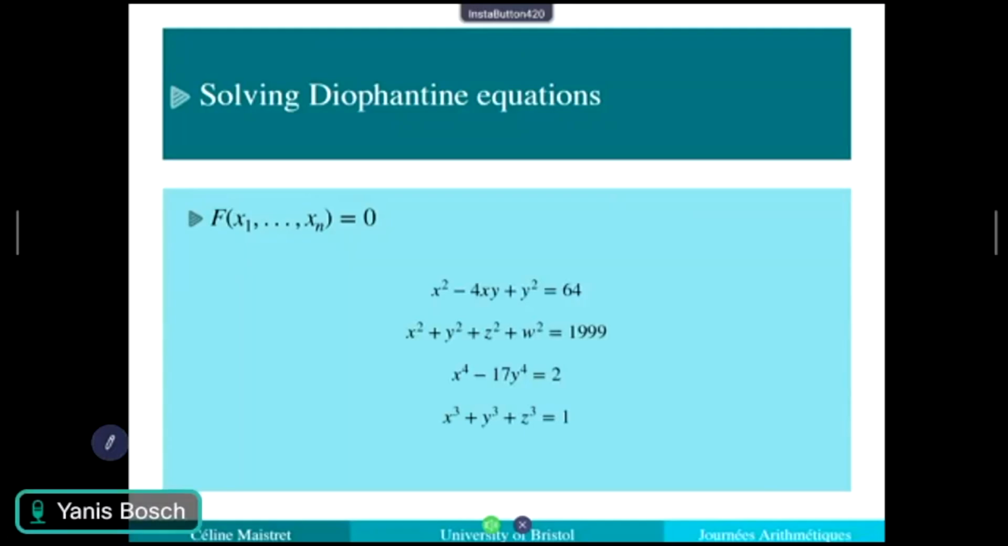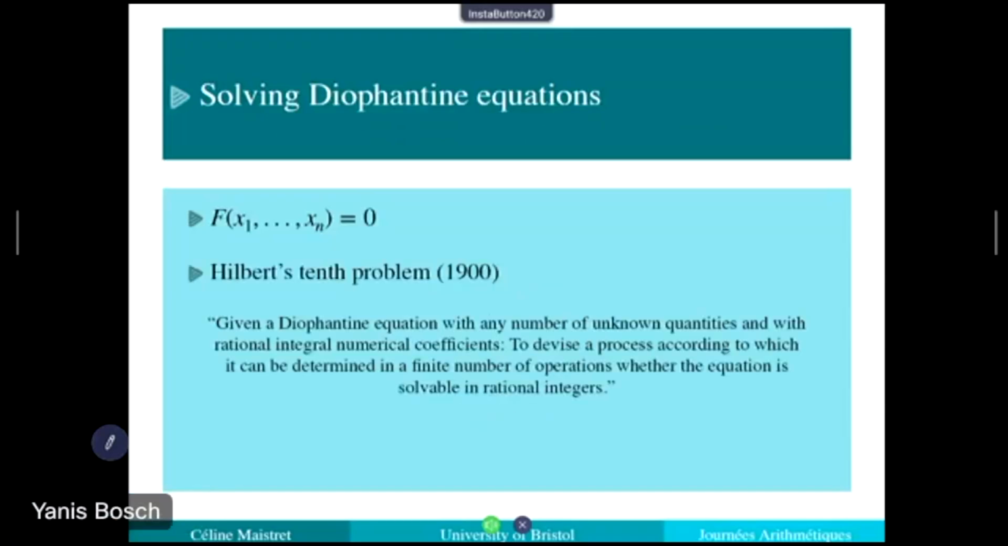So for some of them, you may be able to find a trick and actually answer this positively. So that might be fast. But for some of them, it's going to take a while and you may not succeed at all. So this is around a question that was posed by Hilbert in his address in 1900, when he posed his famous problems, and this was the 10th problem.